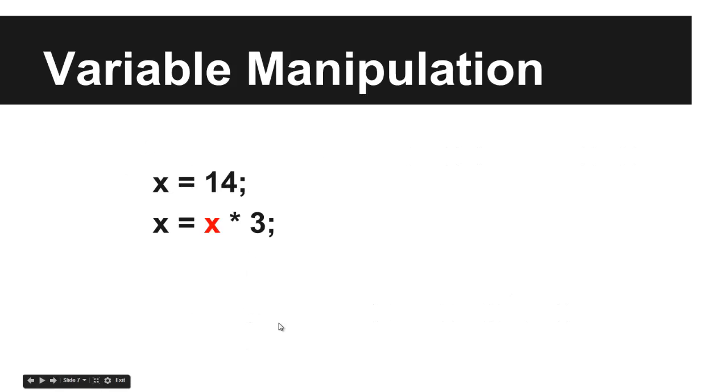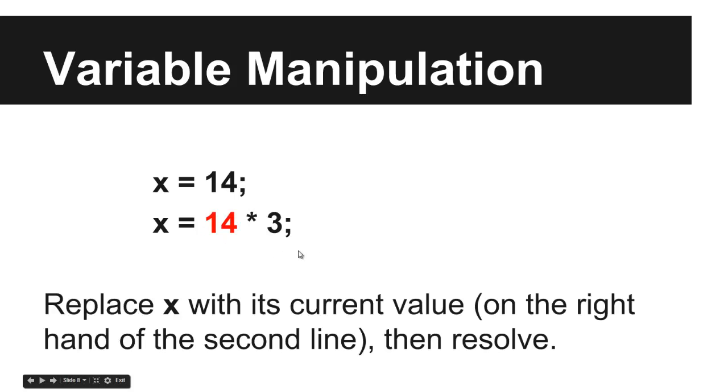And here's what this looks like more strictly, right? We have an integer called x, which we assign a value to, and then this thing in red gets swapped out for whatever value is there. In this case, we'll replace x with the current value, and then we resolve. Okay, so this isn't too bad.